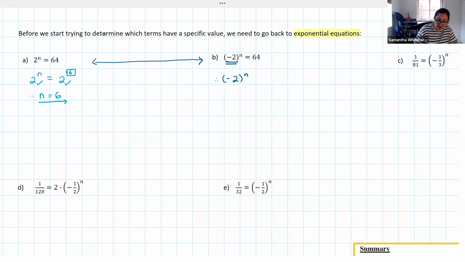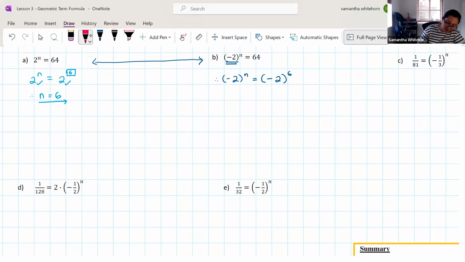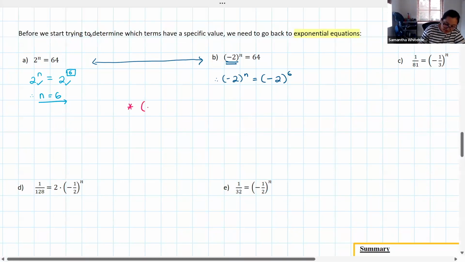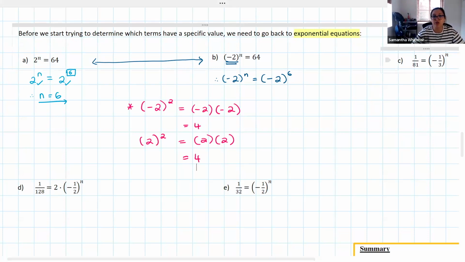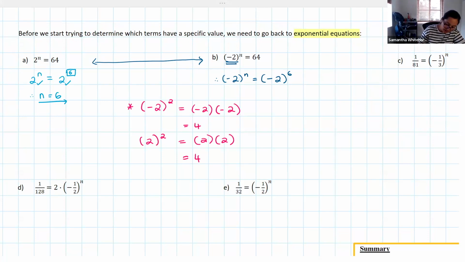So -2 to the power n is great, but 64 could also be written as -2 to the power of 6. And the reason for this is quite simple. If I had -2 to the power of 2, that would be a -2 times a -2, which gives me +4. If I had +2 to the power of 2, that would be +2 times +2, which still gives me 4. And this goes back to our exponents when your teachers always tell you, if you are going to square root a value, remember your plus minus.